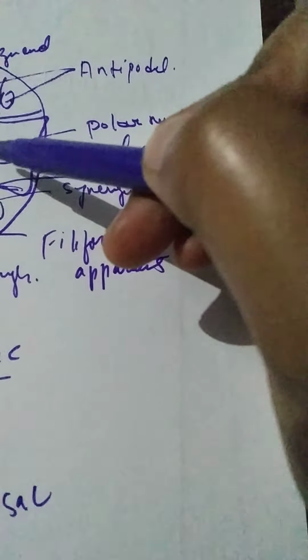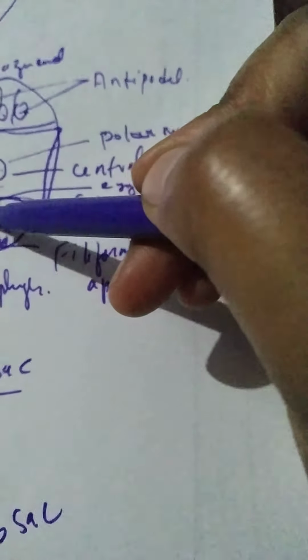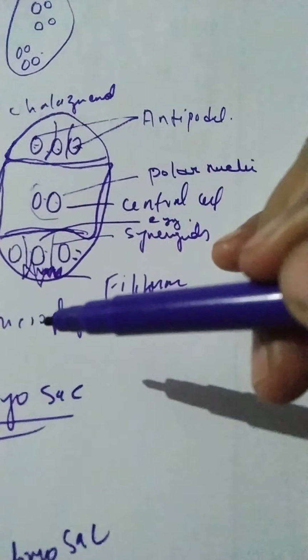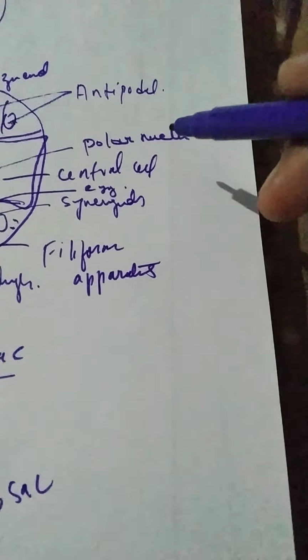How? You can see 1, 2, 3, 4, 5, 6, 7, 8. This is considered as one cell. If you count nuclei, it is 1, 2, 3, 4, 5, 6, 7, 8 nuclei. But if you count cells, it will be 1, 2, 3, 4, 5, 6, 7 cells. The central cell contains 2 nuclei, and these are known as polar nuclei. That one you have to know.